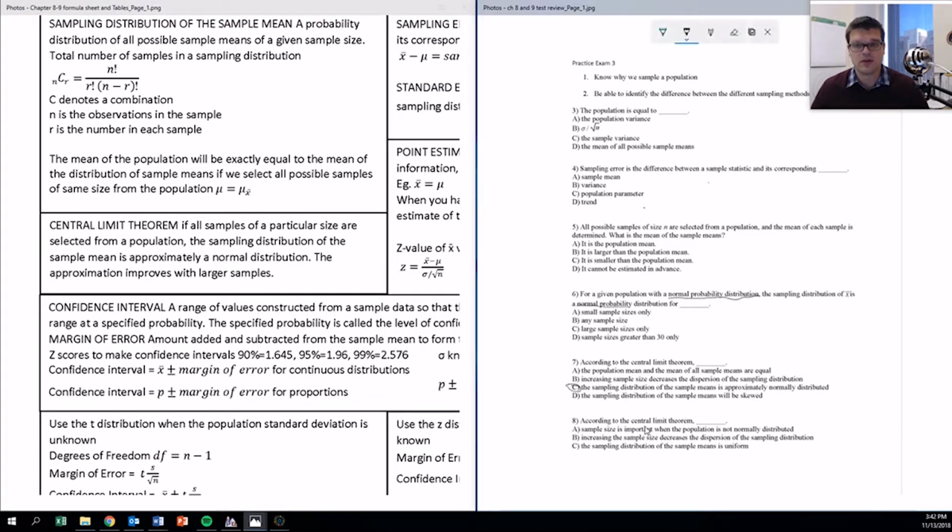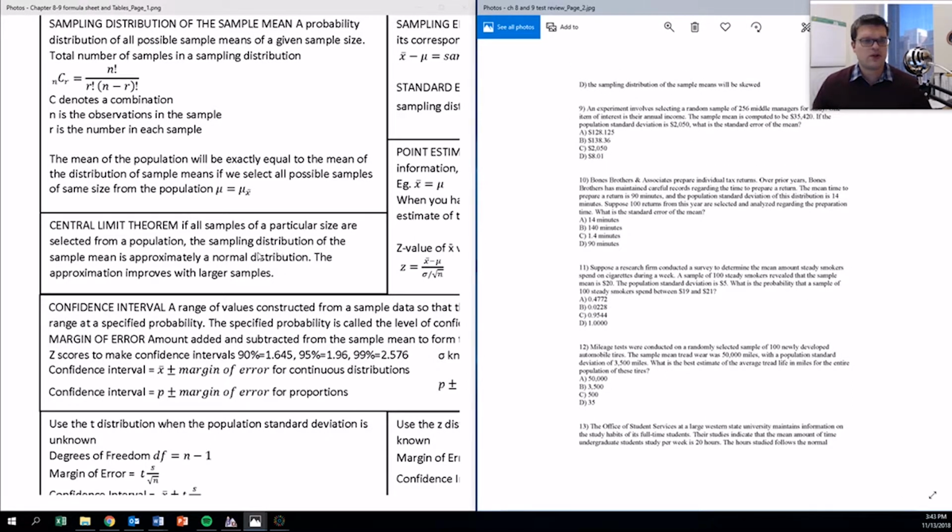Also, according to the central limit theorem, what is true of the following? Sample size is important when the population is not normally distributed. And this is the correct answer right here. Although other answers might be correct as well, A is the most correct answer, because the approximation improves with larger sample size. That's what this is saying. Sample size is important when the population is not normally distributed. Okay, so the correct answer there is A. So let's go on to number 9.